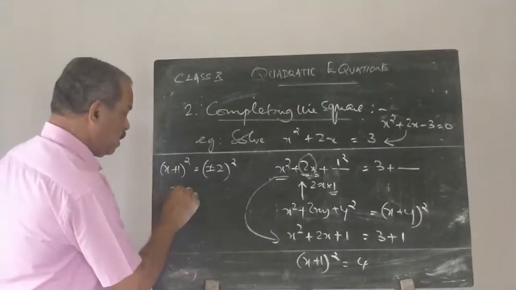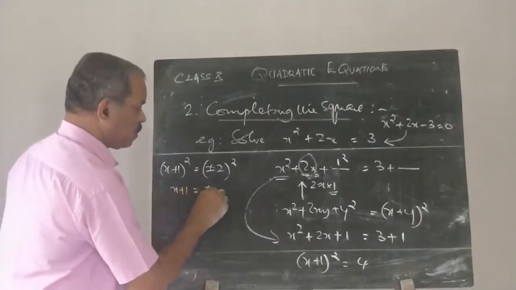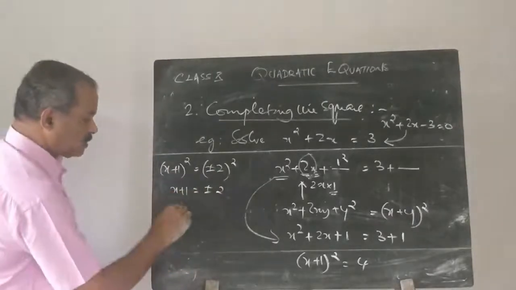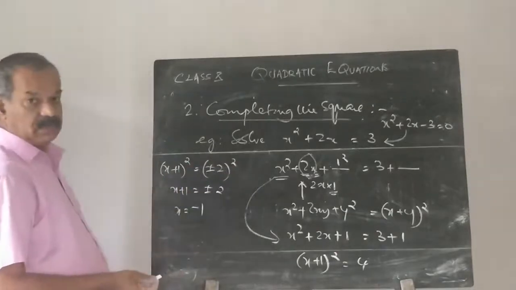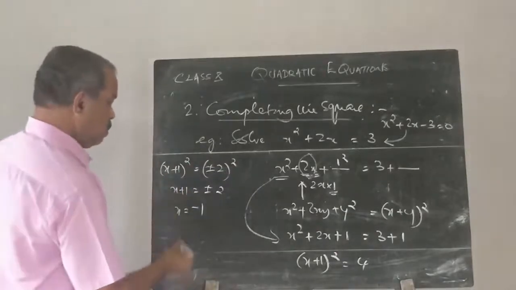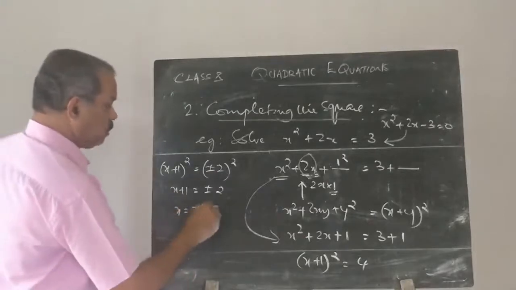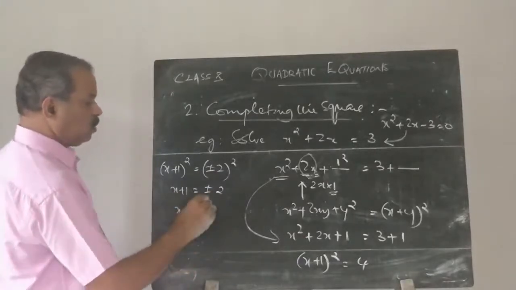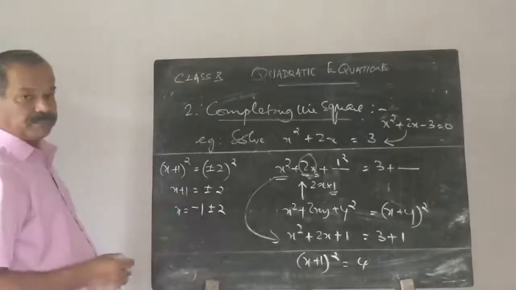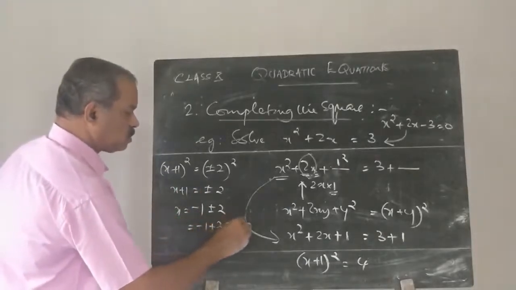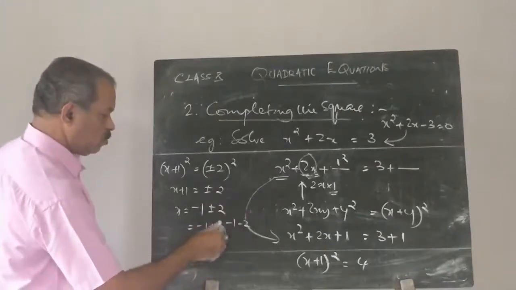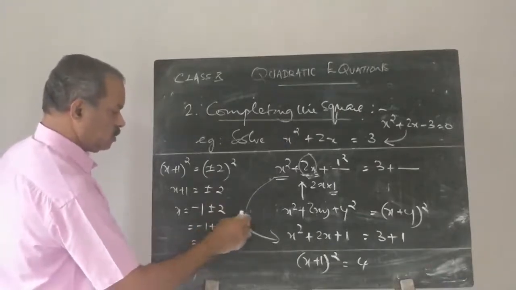We get here x plus 1 is equal to plus or minus 2. X equal to minus 1 plus or minus 2. Plus 1 transposes; plus 1 becomes minus 1 by transposing. So x equals minus 1 plus 2, or minus 1 minus 2, which is 1 or minus 3.